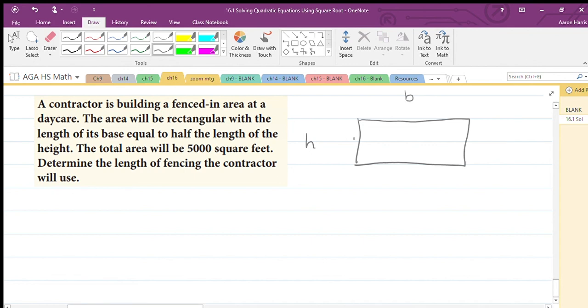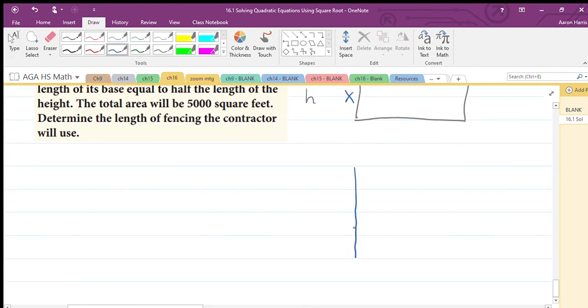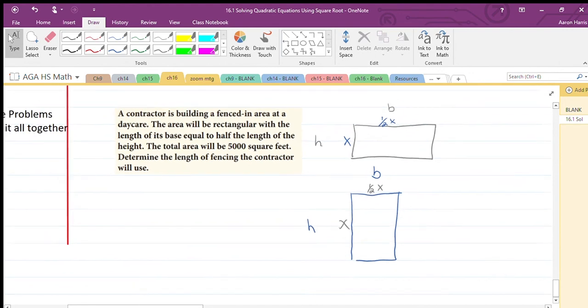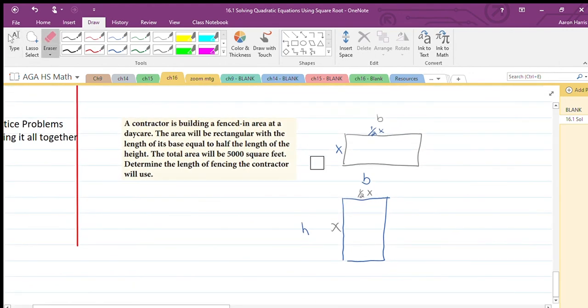So the height, do we know how big it is? No. So we write x. I don't know what it is. The base is going to be half of that height, correct? So really, this isn't drawn to scale. I should say that the height is bigger, correct? And this should be half. So if this is the height, I don't know what it is. I don't know the length. And this is the base, so it's going to be half of that distance. Okay? So that's more accurate according to what this problem is telling us.